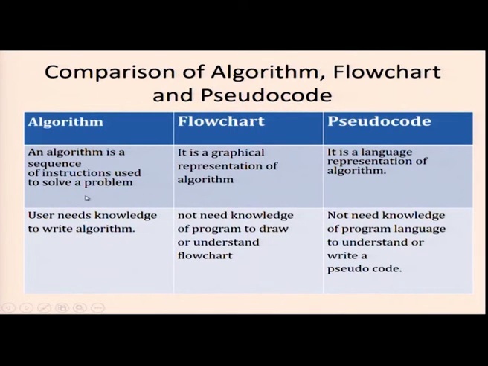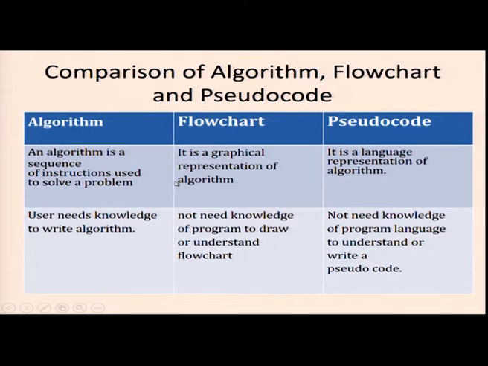Let us have a comparative statement of an algorithm, flowchart and pseudocode. Now, what is an algorithm? An algorithm is a sequence of instructions used to solve a problem. Then what is a flowchart? A flowchart is a graphical representation of an algorithm. Then what is a pseudocode? A pseudocode is a language representation of the algorithm.